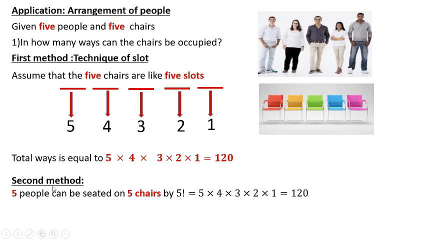Second method, it is very simple. We may say 5 people can be seated on 5 chairs just by 5 factorial, which is again 5 multiplied by 4 by 3 by 2 by 1 equal 120.